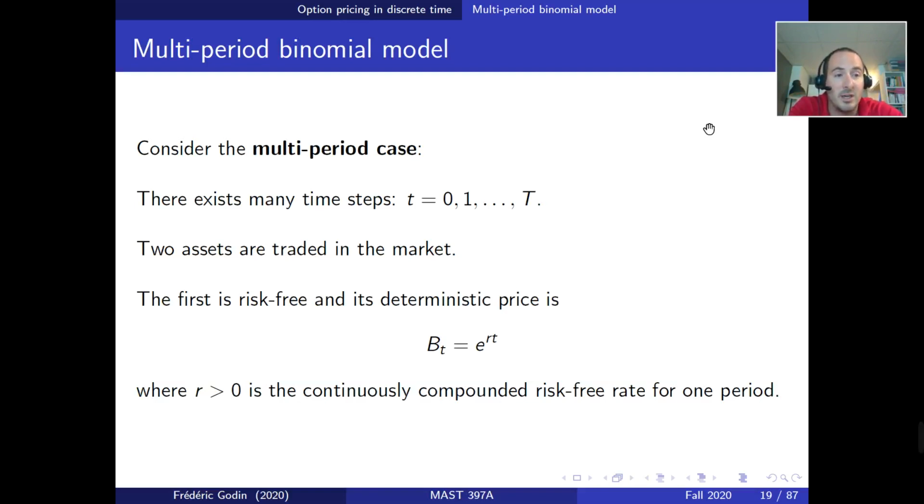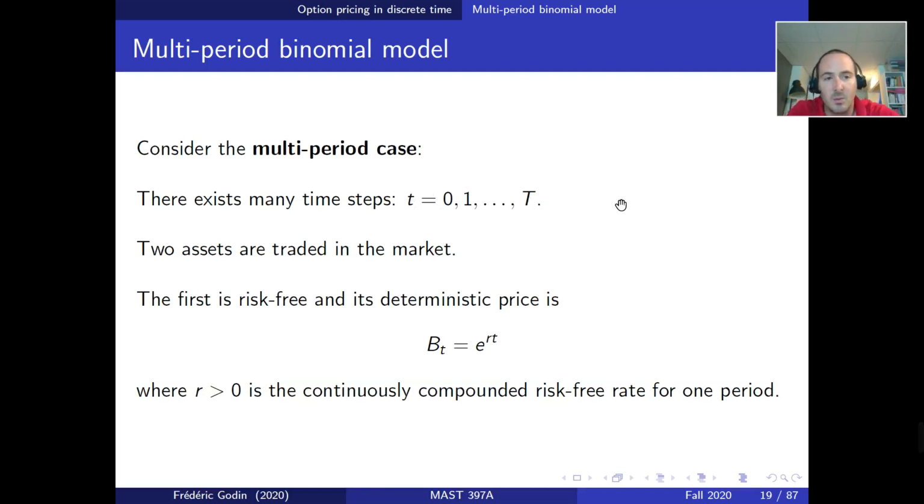So we're going to generalize all this theory now to another model, which is a slightly more complex version of the binomial model. The model we're going to present now is a generalization of the binomial model to multiple periods. So the first version of the model presented in the earlier video had a single period, whereas now it's going to have multiple periods. So let's consider the multi-period case. There exist many time steps in that model. So the time goes from 0 to 1 to 2, 3, 4 until capital T. So there's a total of capital T periods in the model.